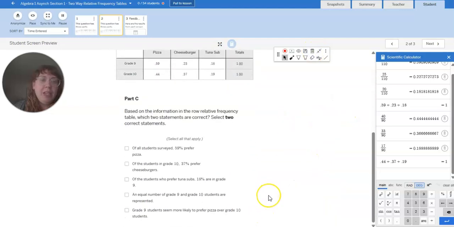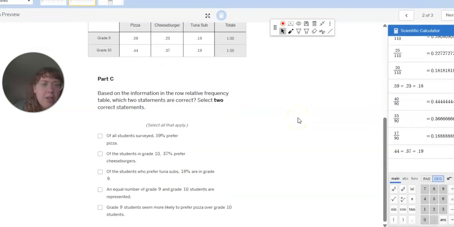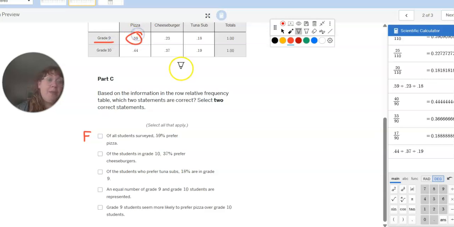Part C says, based on the information in the row relative frequency, which 2 statements are correct? Okay, the first one says, I'm going to zoom in a little bit, of all the students surveyed, 59% preferred pizza. That is not correct. That is of all the grade 9 students surveyed, 59% wanted pizza, but not all the students surveyed. So that's false.